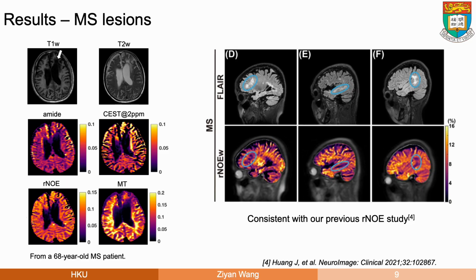We also studied CEST signal changes in MS lesions. Images from a representative MS patient are shown in this slide. This patient had demyelinating lesions, indicated by the white arrow. The lesion area shows hyperintensity in the T1 image and hyperintensity in the T2 image, while in CEST maps it shows low signal. This result is consistent with our previous RNOE study, as shown in the figure on the right, where the lesions are circled. These results provide additional insights for the diagnosis of MS lesions.